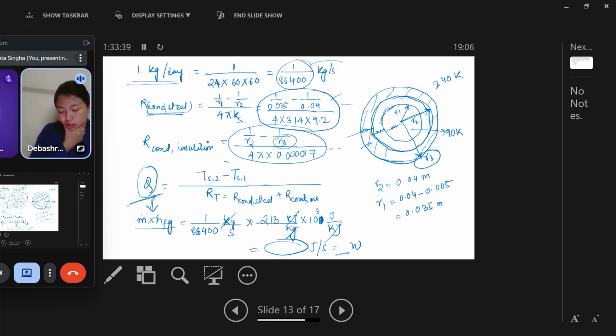Okay, and then here you know all the values except R3. So from there you get to calculate R3. And how will you find out the thickness of the insulation? Just calculate R3 minus R2 and that will give the thickness of the insulation.